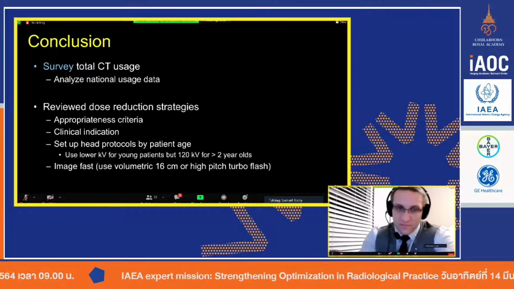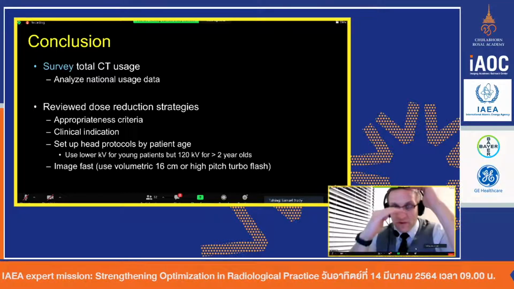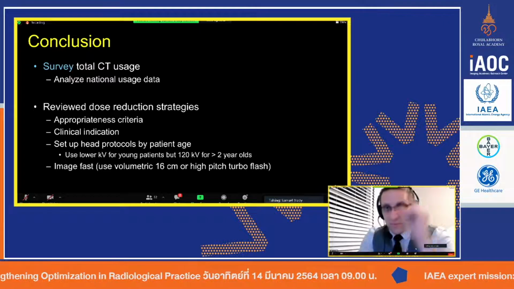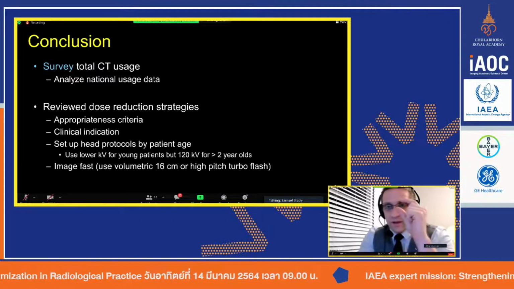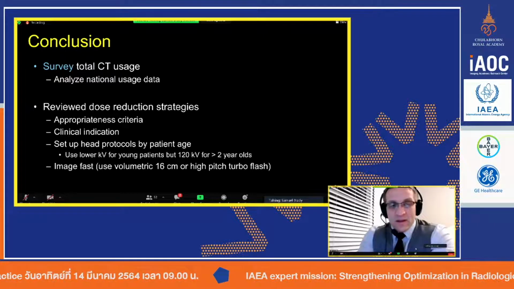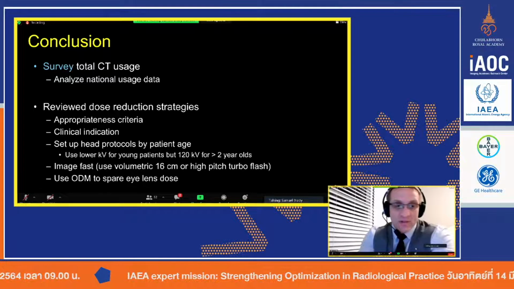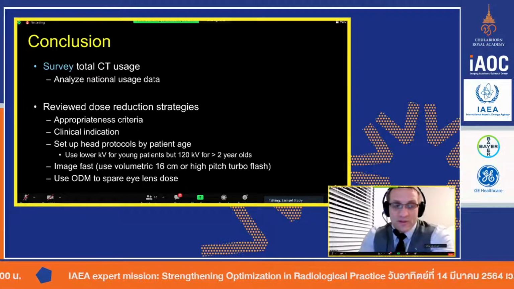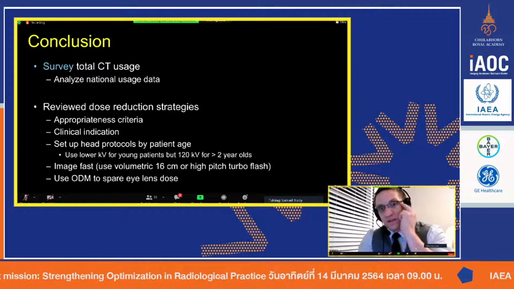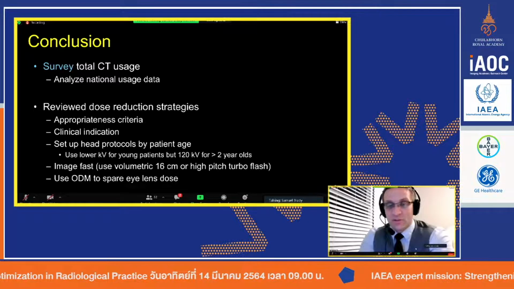Obviously, it's important, if we can, to image as fast as possible using volumetric imaging or high pitch, the largest scan width for pitch, for helical acquisitions. And then, of course, we want to minimize radiation doses where possible to the more sensitive aspects of the head, which would be the eye lens. So using organ dose modulation.